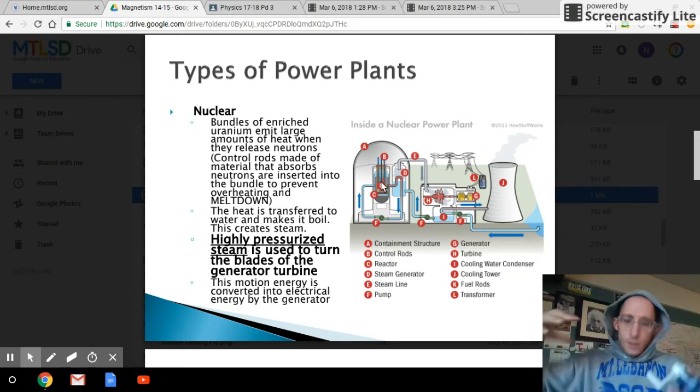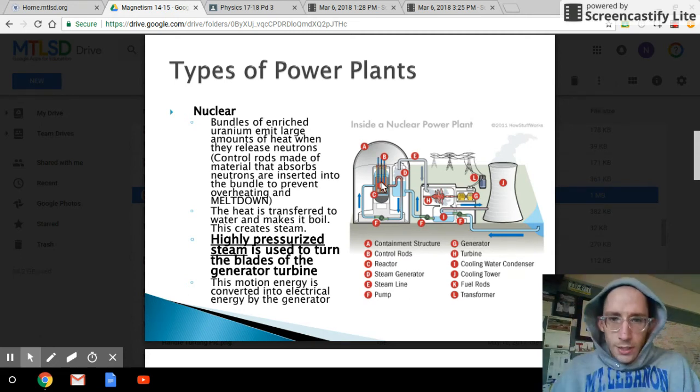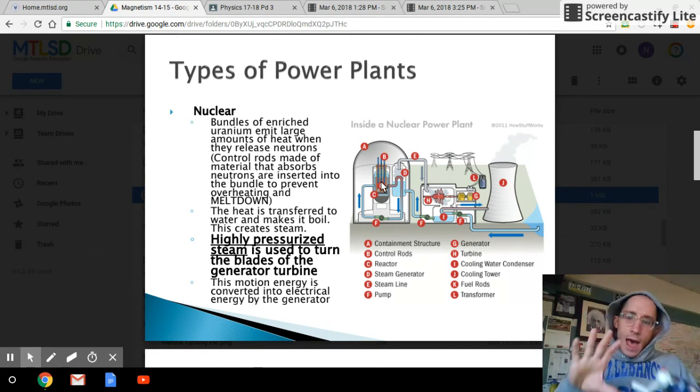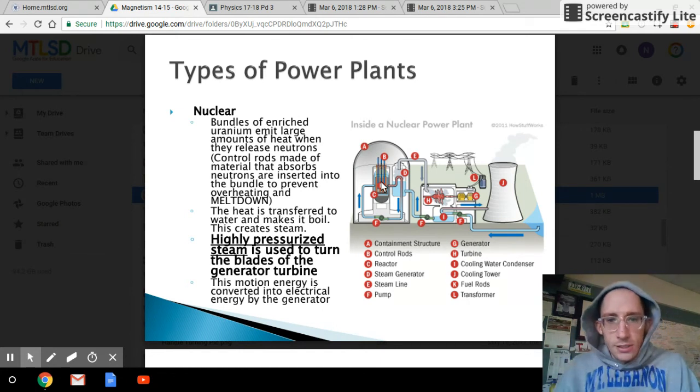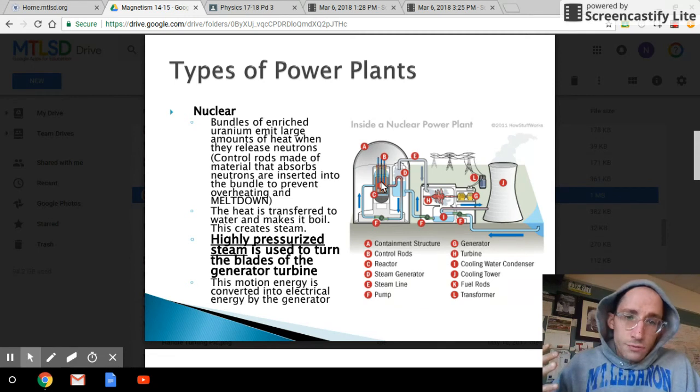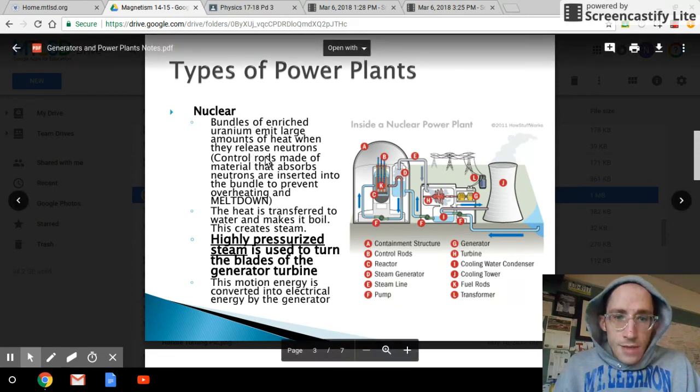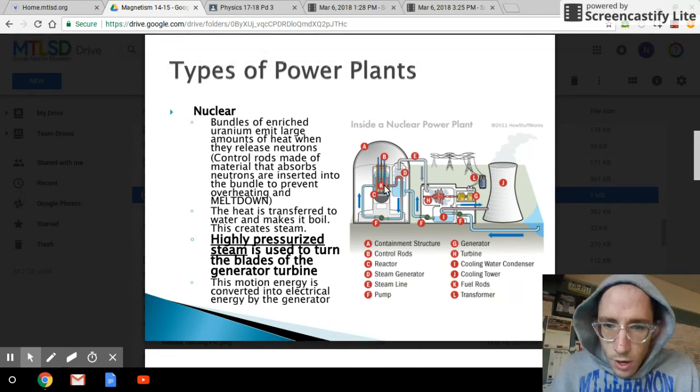If you were to visit one, the reactor looks like a giant swimming pool. They use that fluid to control the amount of heat that's released. So you get the heat released from the uranium, and that heat is used to boil water. Superheated water travels through this piping, generates steam. Steam shoots through this piping and forces the blades of the turbine to rotate, and that moves the coils of wire through the magnetic field, and you get your electricity generation.